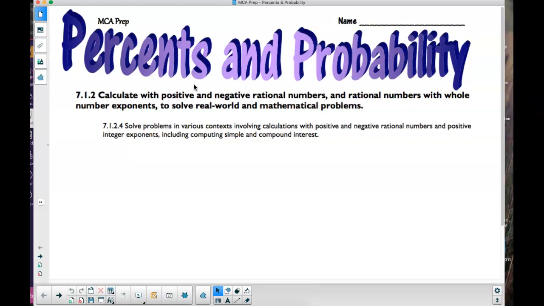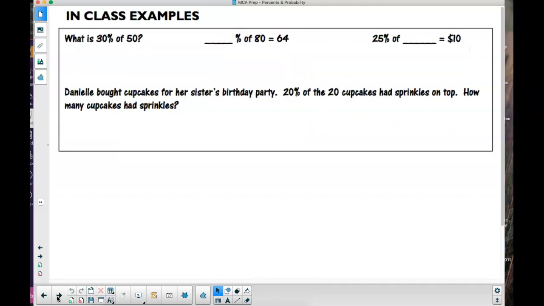Okay, so you've kind of seen something like this a different day, but one of the standards that the state says that you guys need to know is calculate with positive and negative rational numbers with whole number exponents. We need to be able to compute simple interest, all of those kind of things, which all deals with percents. So we're going to spend just a little bit of time reviewing this type of thing, okay? Being able to find what is 30% of 50 or what percent of 80. Do you guys remember the percent proportion?